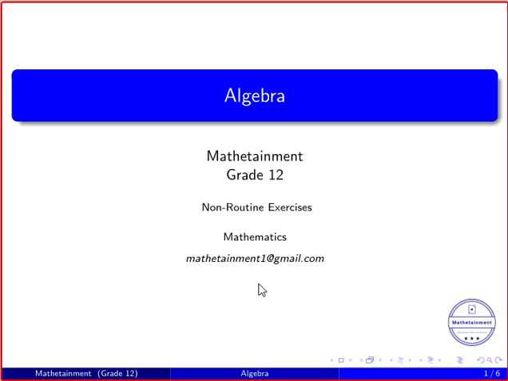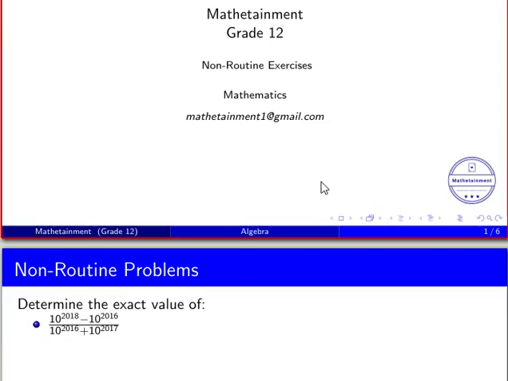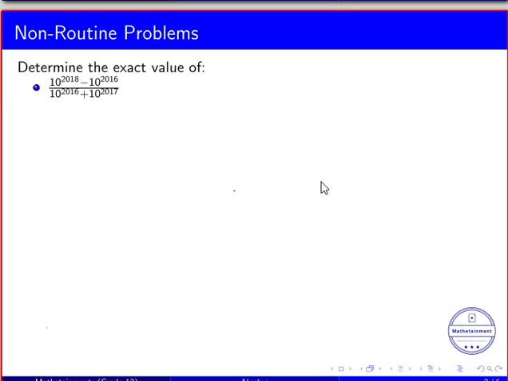Our lesson today will be based on algebra and we will be doing non-routine exercises. This is my first problem. You are required to determine the exact value of (10^2018 minus 10^2016) all over (10^2016 plus 10^2017).